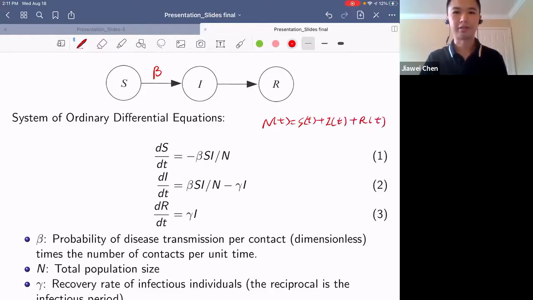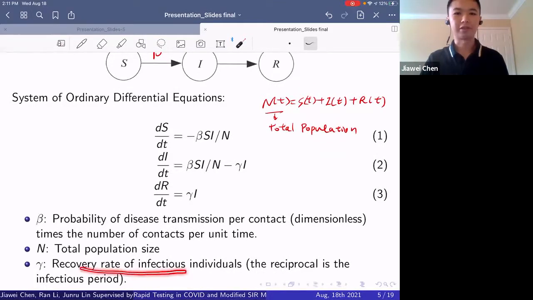For the second equation, we have the same term again, but positive, because it's flowing into the I compartment. And the negative gamma I. Here, gamma stands for the recovery rate of infectious individuals. For example, if it takes 7 days on average for those who are infected to recover, then gamma would be 1/7 per day per individual. The third equation is just the same term again, but flowing to the recovered population.